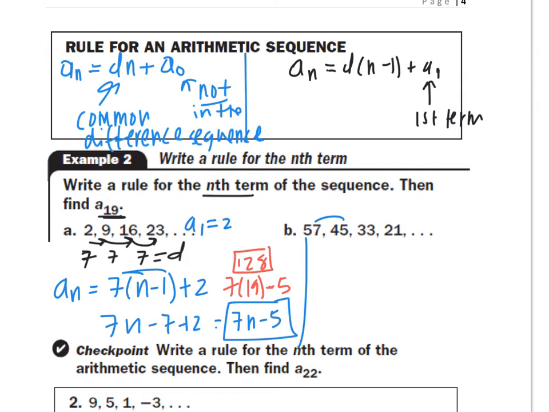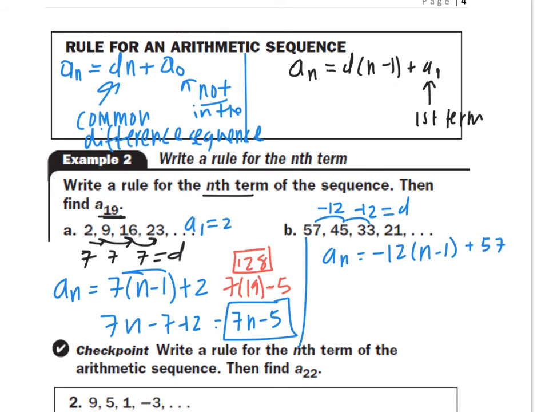First, let's figure out our difference. So here we're going down, so it's going to be negative, and we're going down by 12s, it looks like. 45 minus 12, yeah, we're going down by 12. So that is our difference. So a sub n equals negative 12, n minus 1, and then the first term is positive 57.